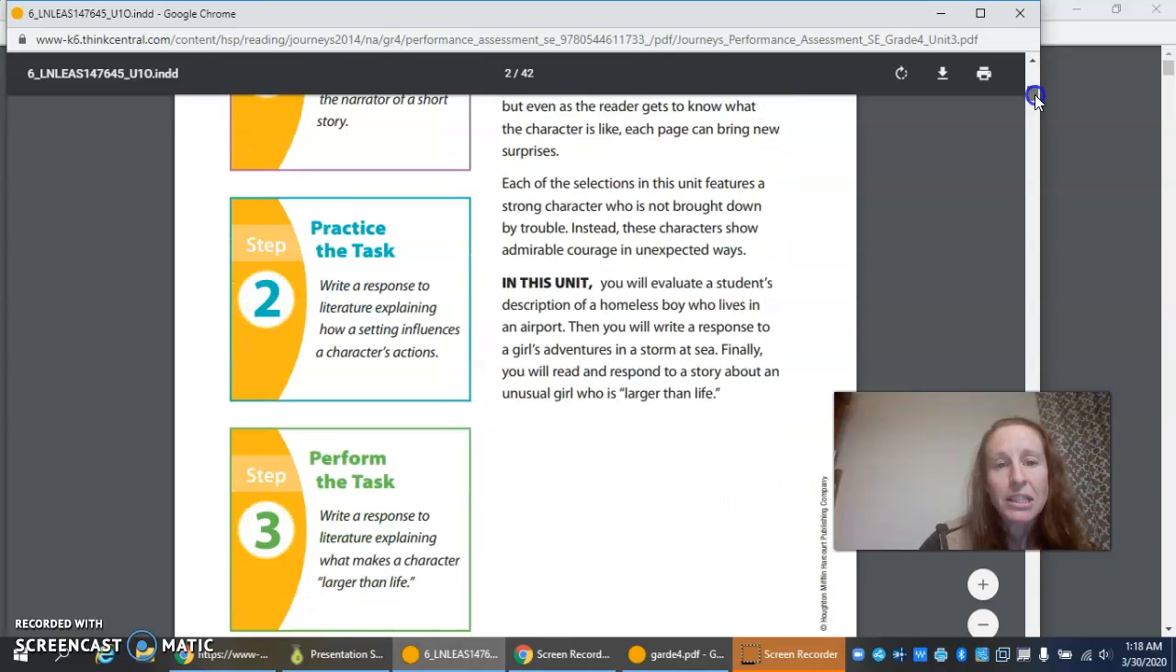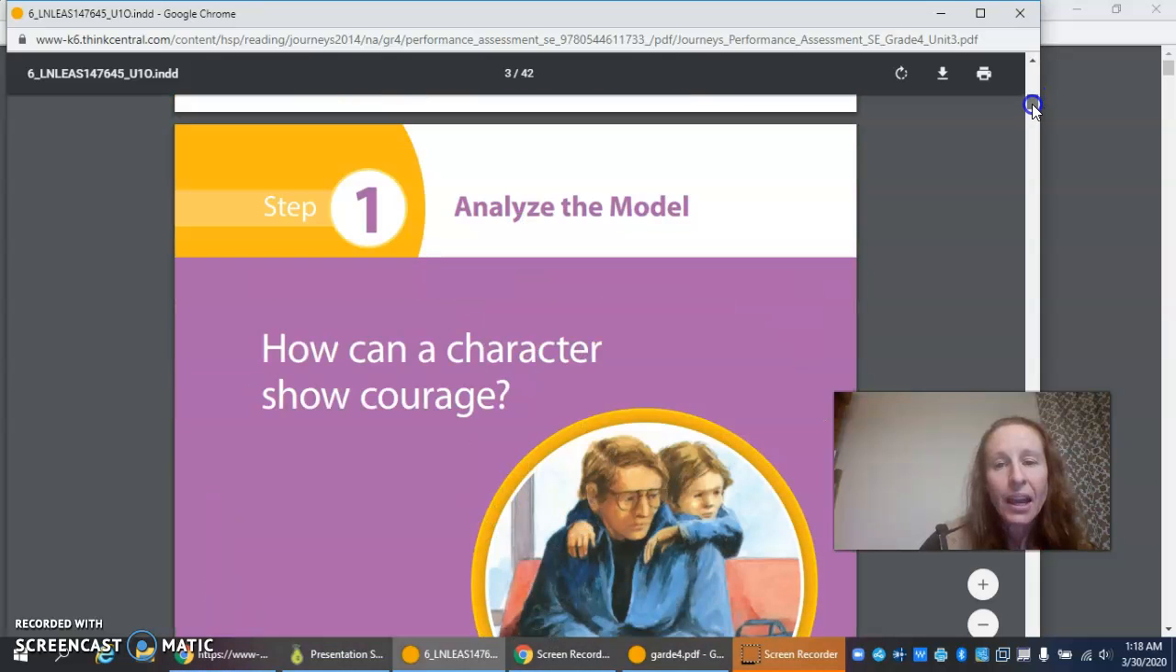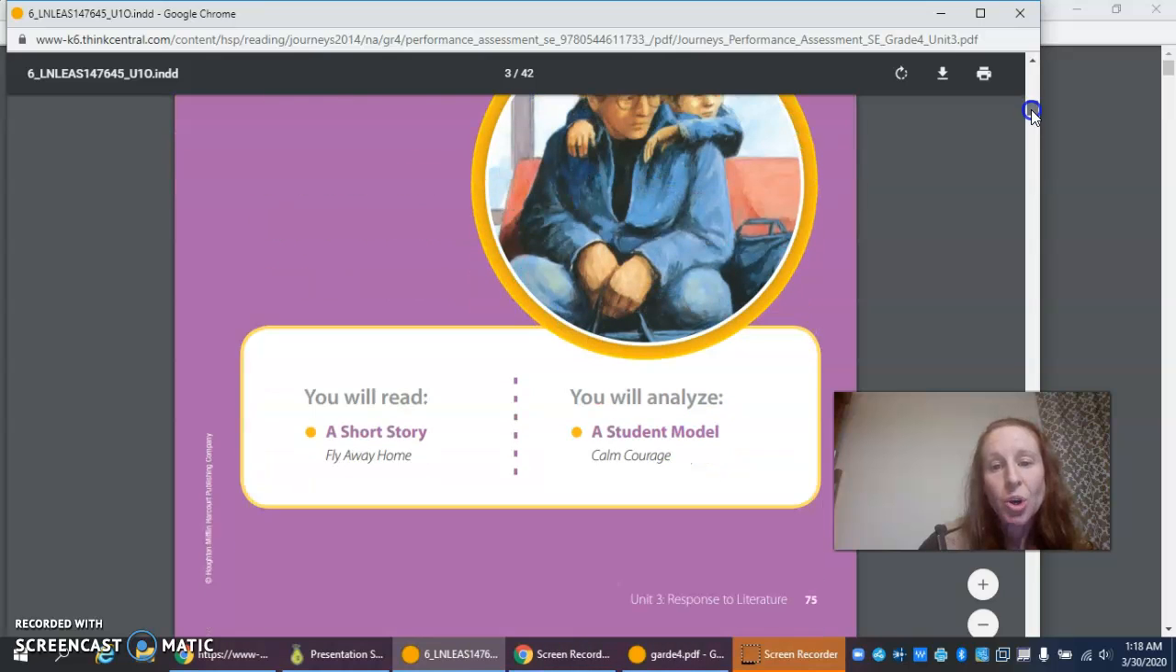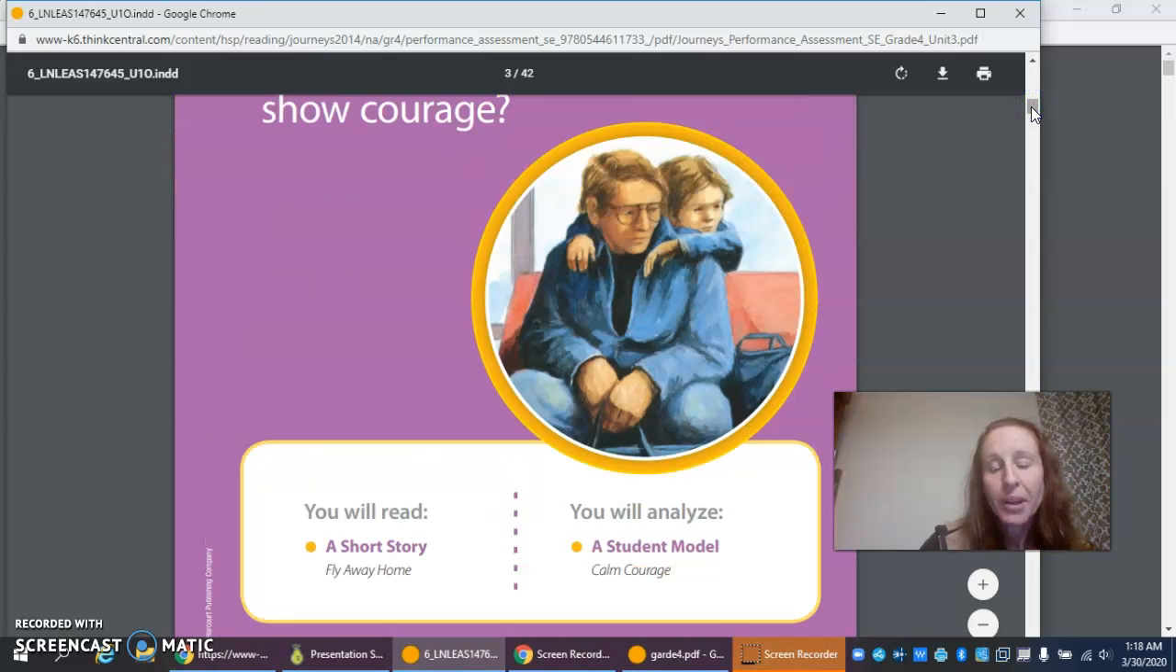Okay, so today we're going to look at step 1. The first story that you're going to be looking at, you're going to analyze a character. How can a character show courage? So this is a story called Fly Away Home. If we were in school, I'd read it to you, but I'm going to let you read it in your performance assessment book if you want to. It's in there. But I'm also going to link a YouTube video of a woman reading it aloud.